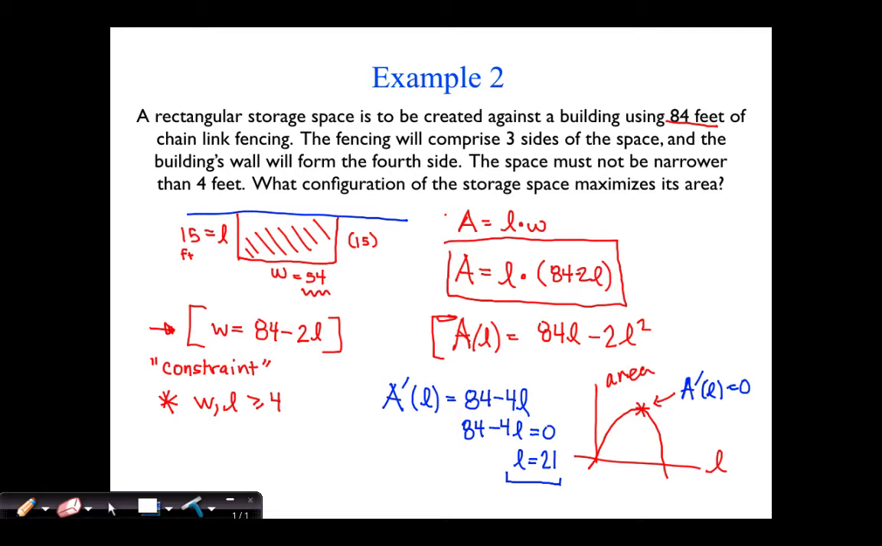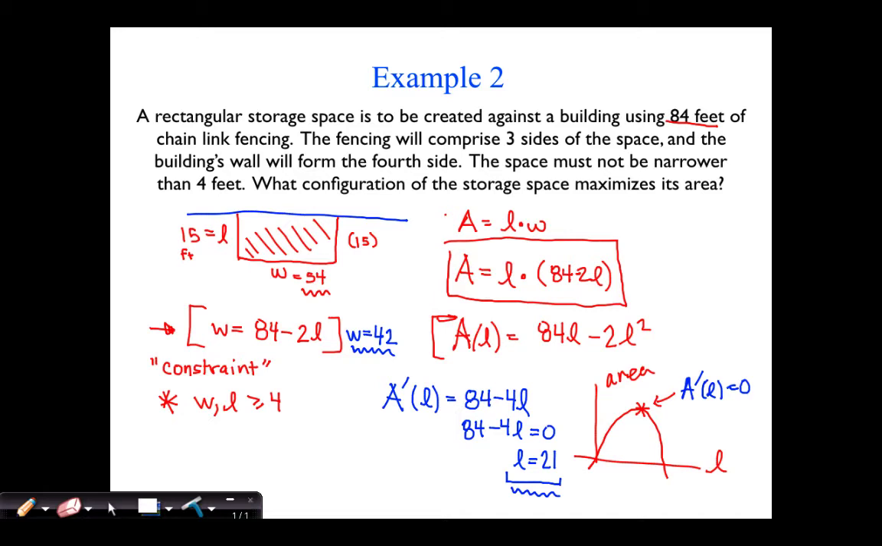But looking at L equals 21, if L is 21, then W is 84 minus twice that, 84 minus 42. So W would be 42. So neither of these is less than 4. Neither of them is negative. So we're all good. And so these two values for the length and the width should give us the maximum possible area.